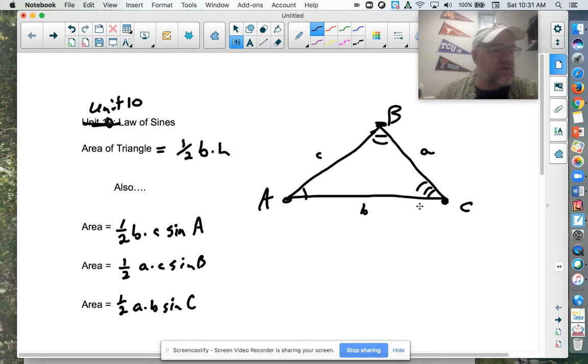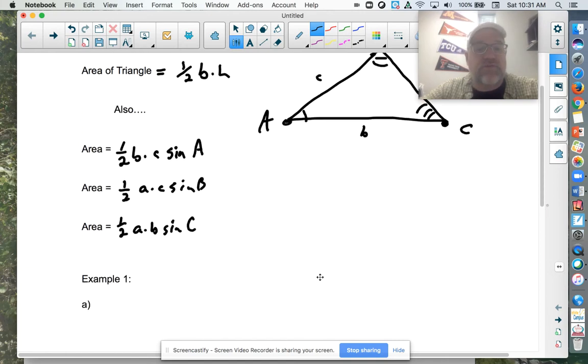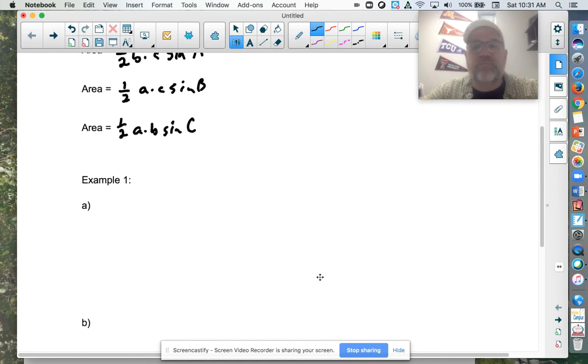We'll actually do an example of that right now. I'll do a couple of examples and show you how it works. So let's look at example number 1. I'll draw you a triangle again.